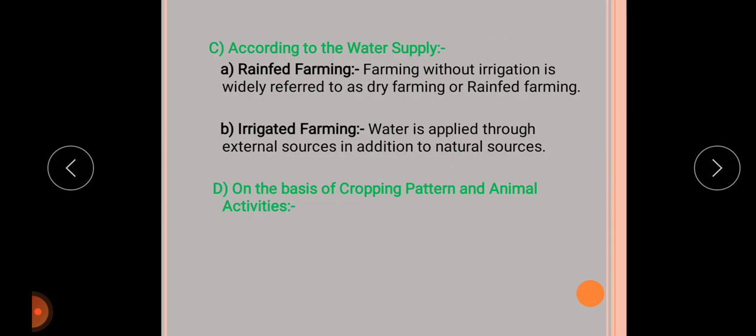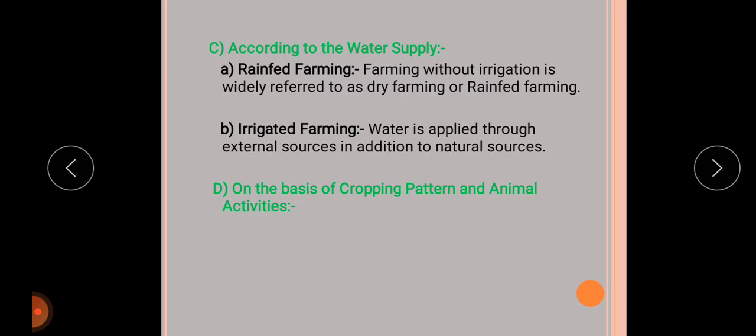Then according to the water supply, there are two important subclassifications: rain fed farming and irrigated farming. Rain fed farming means farming without irrigation, widely referred to as dry farming. In this farming system, crops are grown depending on rainwater and the available soil moisture from rainwater which is infiltrated or stored in the soil.